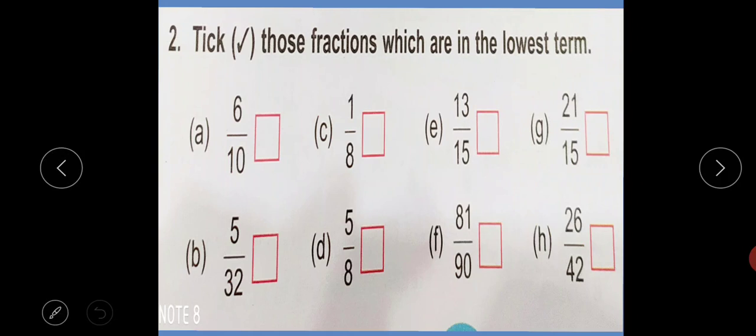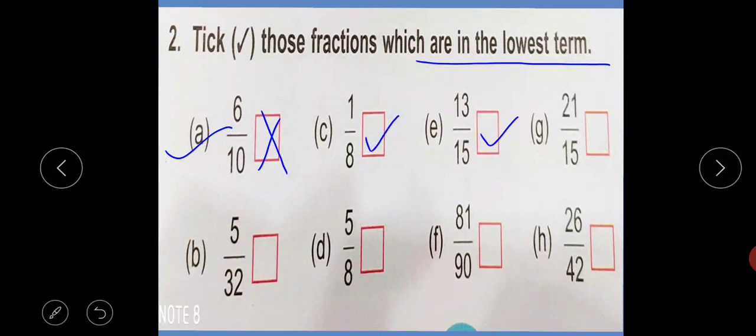Now second is tick those fractions which are in the lowest term. First is 6 upon 10. No, because we can divide 6 and 10 by a same number, which is 2. 1 upon 8. Yes, this is in lowest term.